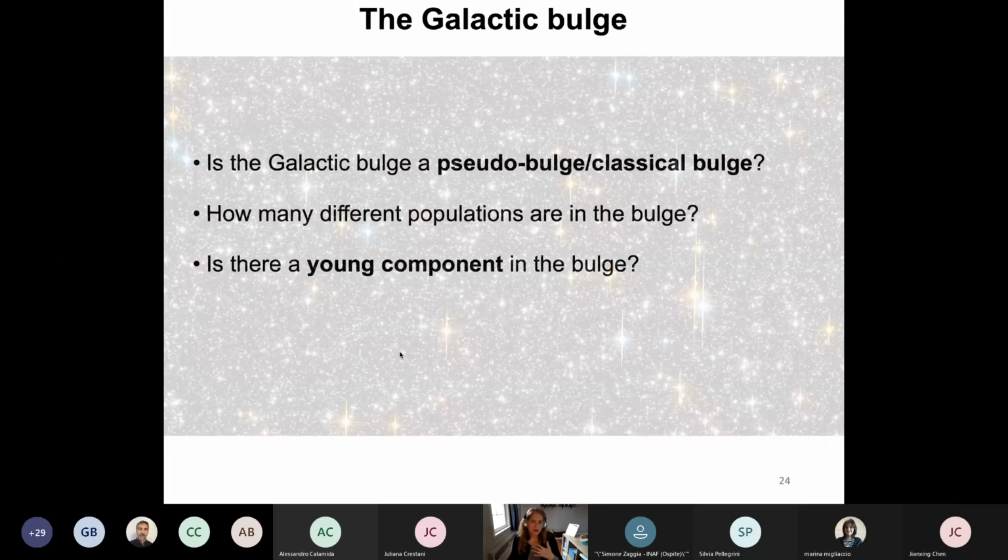So these are only some of the open questions in the study of the galactic bulge. We want to understand if our bulge is 100% pseudobulge, or if it also includes a classical component where most of the stars are metal poor. And also we would like to understand how many different stellar populations are in the bulge. And most important, we have to solve a controversy about the presence of very young stars in the bulge. And I mean young stars, 1, 2, 3, 4 gigayears.